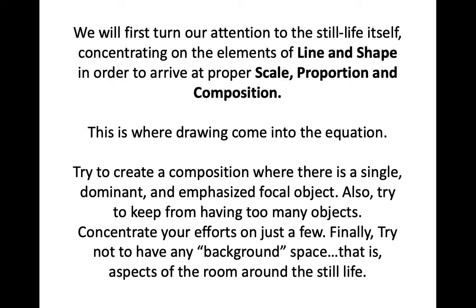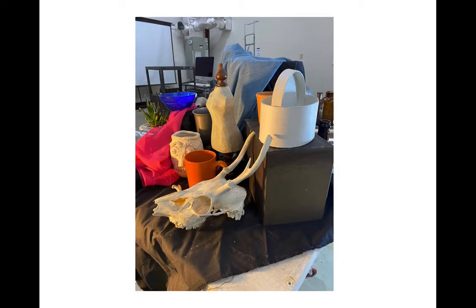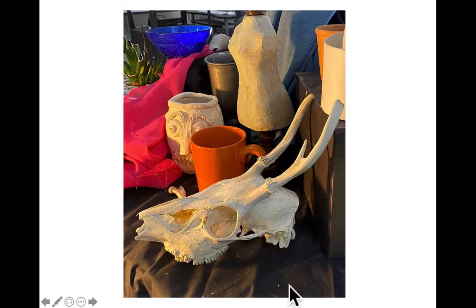Finally, try not to have any of the superfluous background space, that is, aspects of the room around the still life. So this would be a particular point of view from a particular easel. You don't want to draw everything you're seeing here. Say if you decided to draw this skeleton, you wouldn't want to draw it at this scale, because then you're going to have all of these other objects, the room, what are you going to do in all of these negative spaces? So you want to zoom in and think about how you can reduce both the negative space of the room and the number of objects.